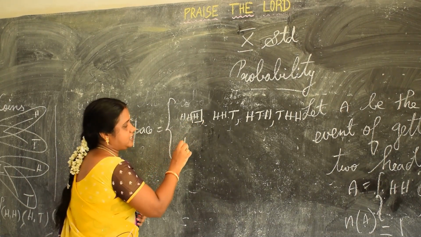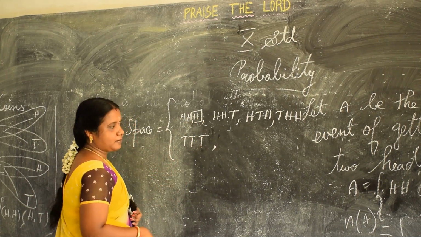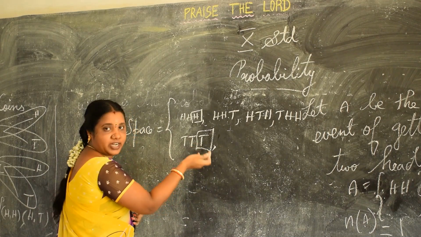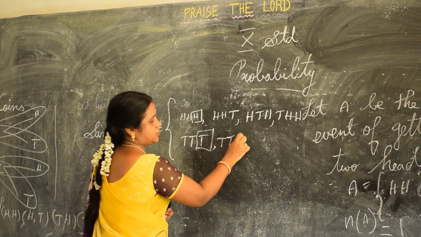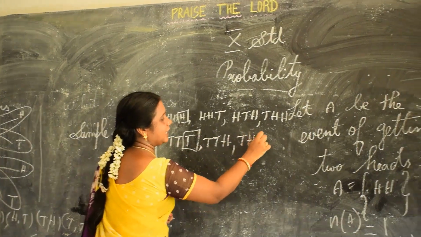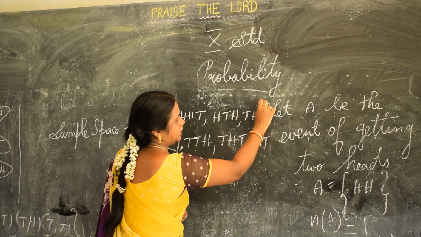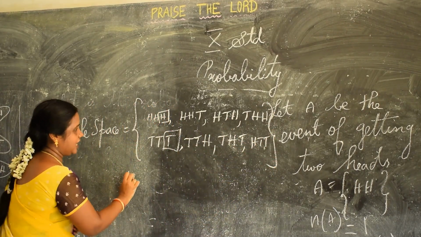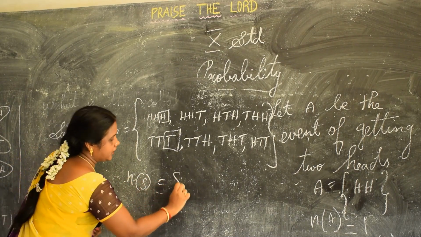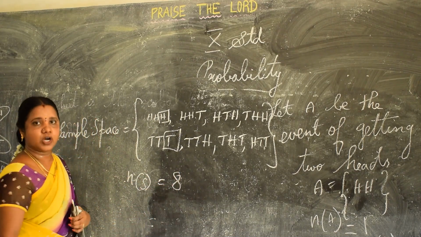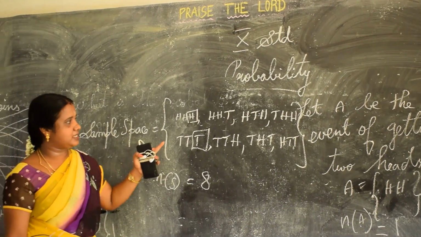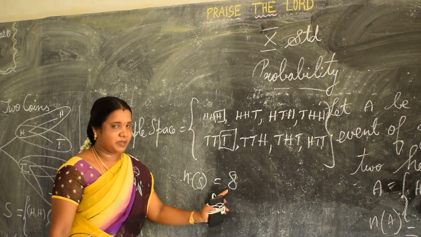Again you can write, see, tail, tail, tail. At the last, what should you do? You can write H, T, T, then bring the H to the center, then put it in front, H, T, T. So our N of S is equal to 8. When you toss 3 coins, the number of sample spaces is 8.